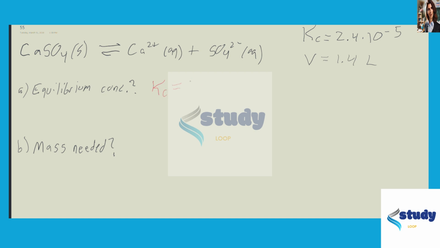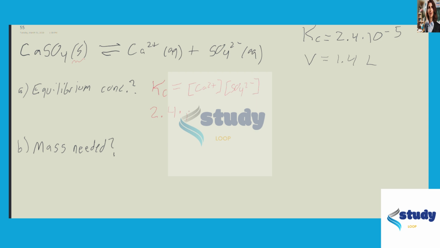Kc, it's products over reactants, so it's going to be calcium 2 plus times sulfate, and there is no denominator because the calcium sulfate is a solid, and so it does not go into the expression. Since we're starting from pure calcium sulfate, the concentrations of the products will be equal to each other.